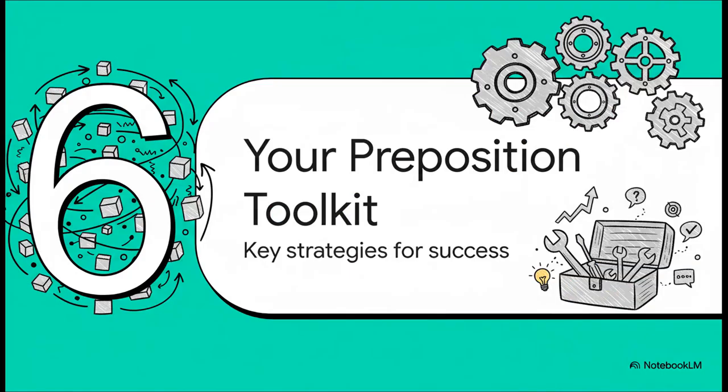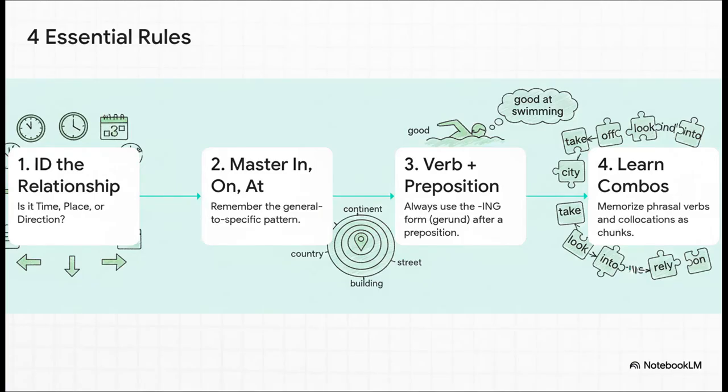Okay, we have covered a lot of ground. So now let's pull all of this together into a simple, straightforward toolkit that you can start using, well, right now. Here it is, your 4-step guide to success. 1. Always ask yourself, what kind of relationship is this word showing? 2. Keep that general to specific pyramid for in, on, and at fresh in your mind.